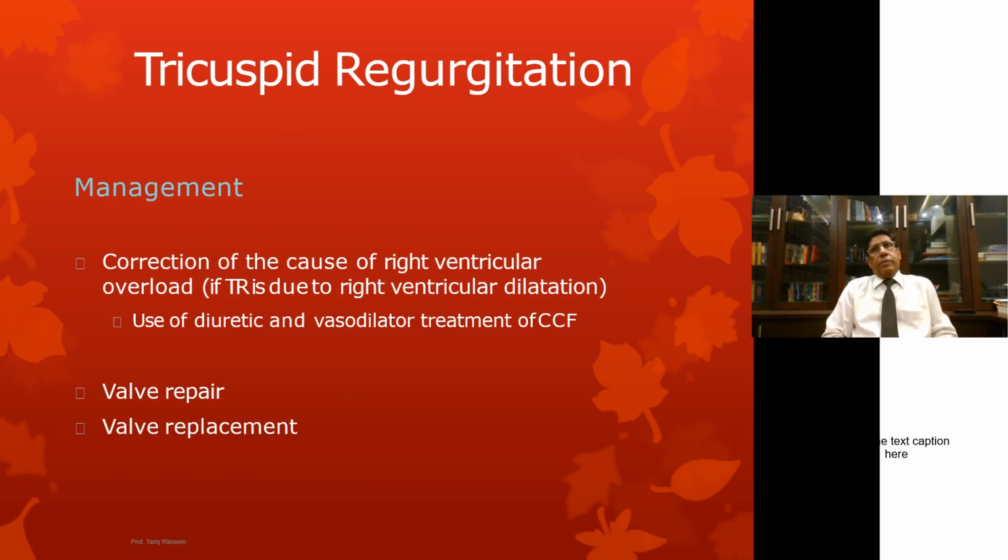The management would be treating the underlying cause, correction of that cause which is causing right ventricular dilatation, overload, or failure. So treating the lung disease and reducing their hypoxia, which would, of course, then lead on to reduction in pulmonary arterial pressure, would be one thing which can be done. If it is secondary to, say, mitral stenosis, then that mitral stenosis needs to be dealt with as required, maybe replaced or maybe repaired, or may go for balloon valvuloplasty.